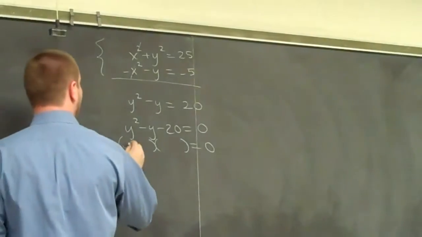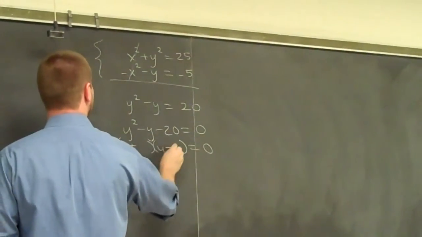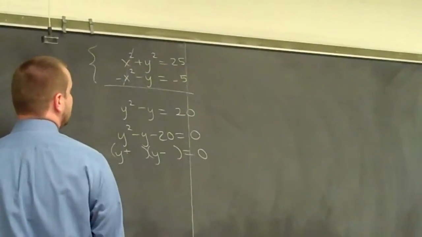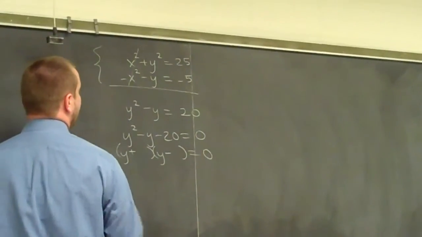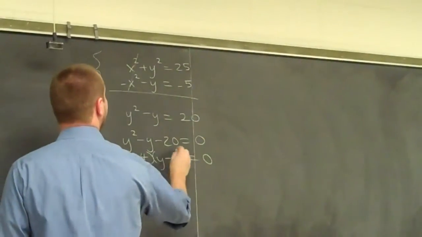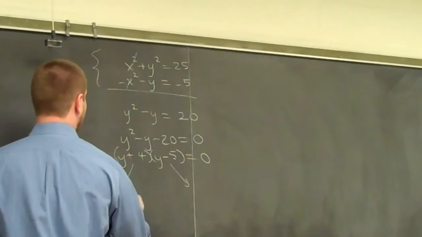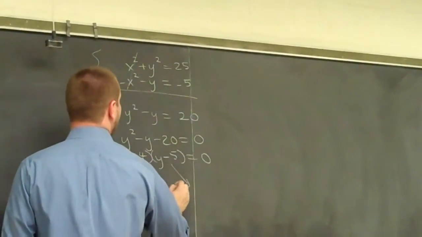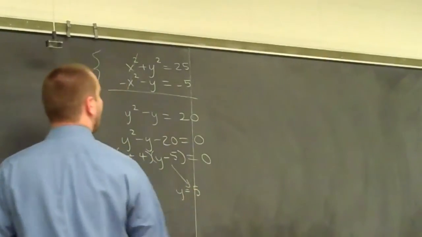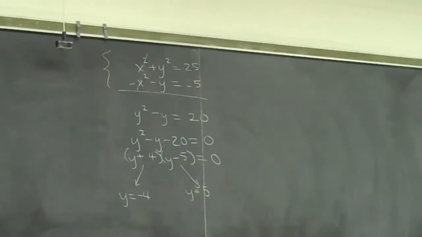So I have (y + 4)(y − 5), right? And from there I get two solutions. I get y equals negative 4, or y equals positive 5.